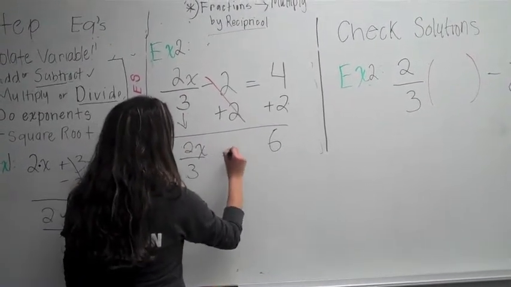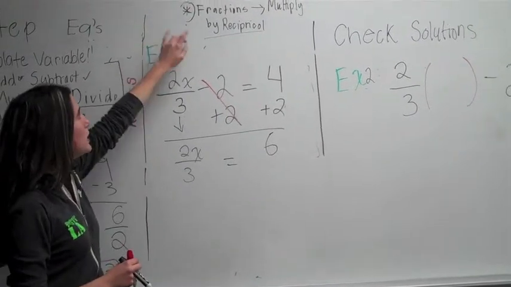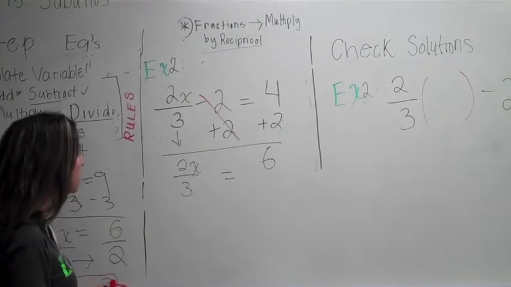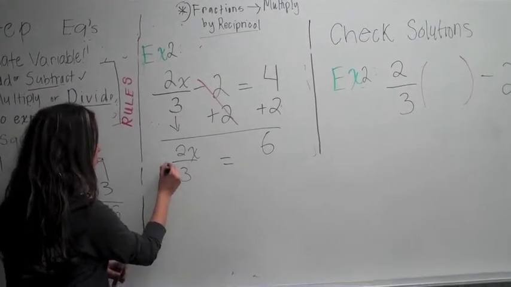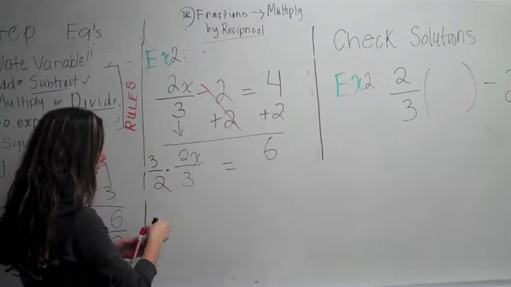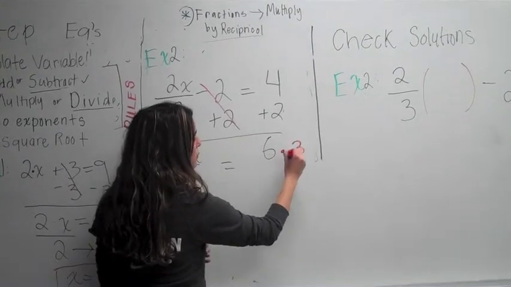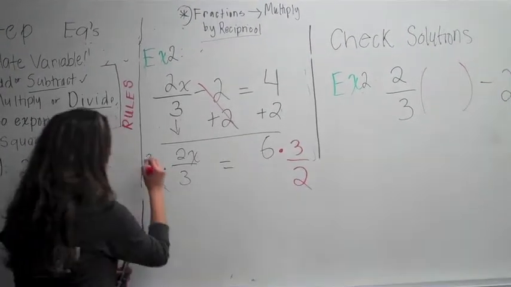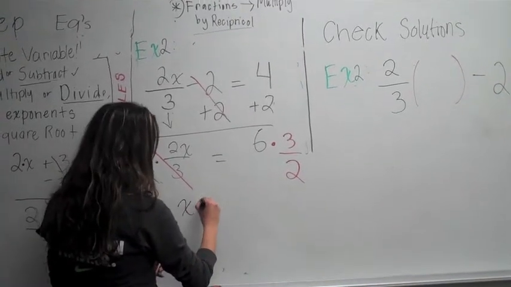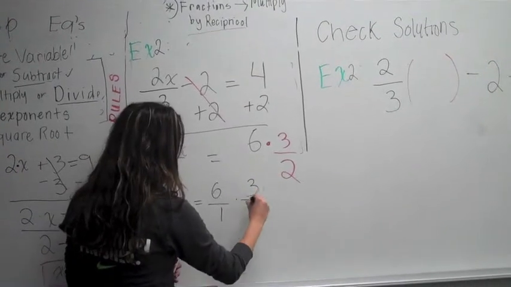x. Now here we haven't discussed fractions, but I have listed a rule here. When we have fractions, we must multiply by the reciprocal, okay? So here the reciprocal would be 3/2, okay? What we do to one side, we do to the other, so we also multiply by the reciprocal here. And then this would cross out. Now we're left with x equals 6 times 3/2.